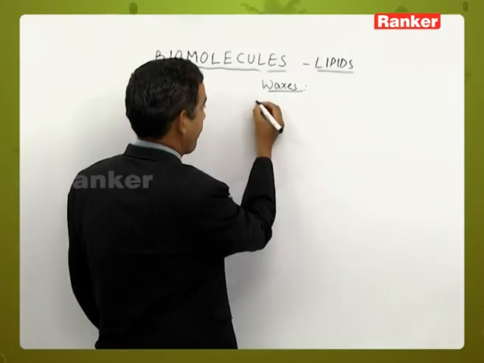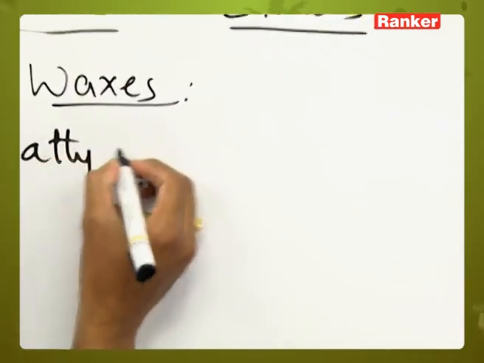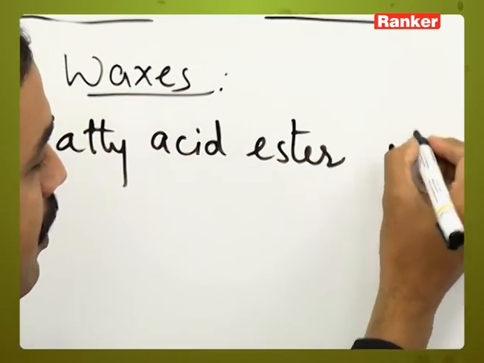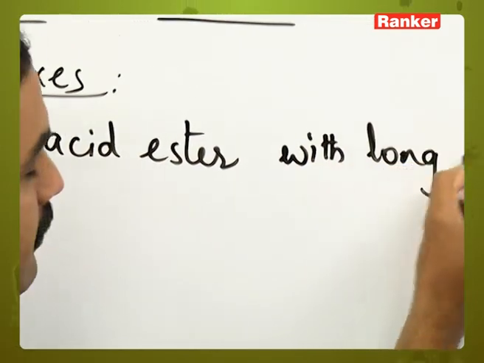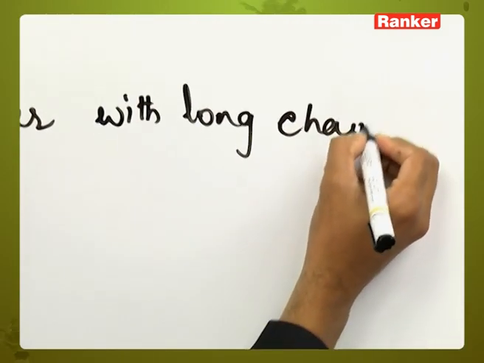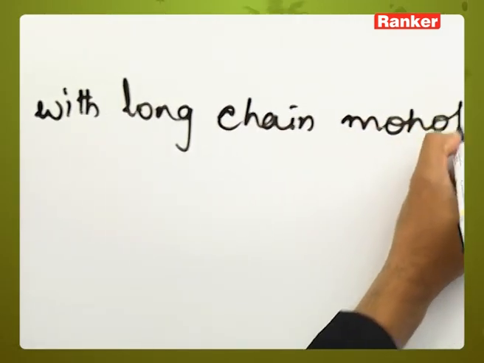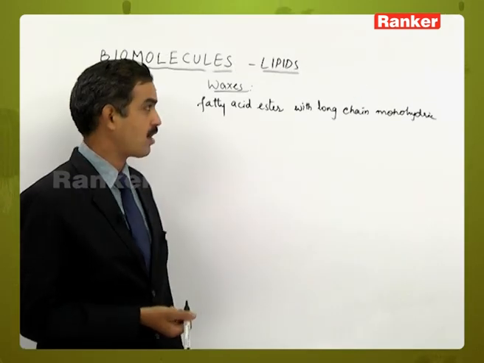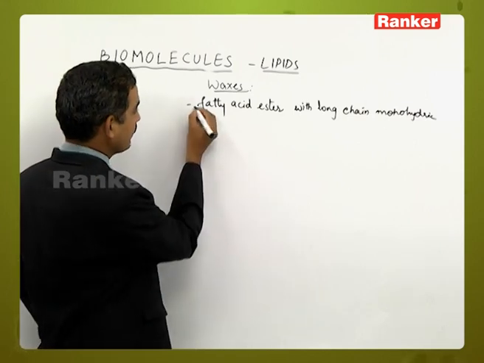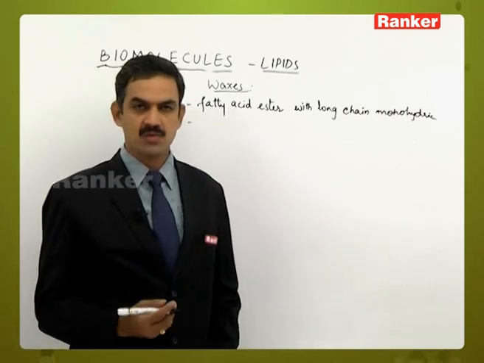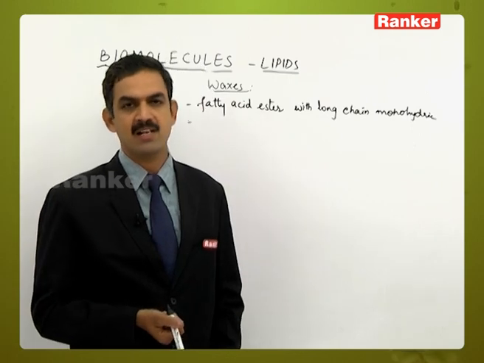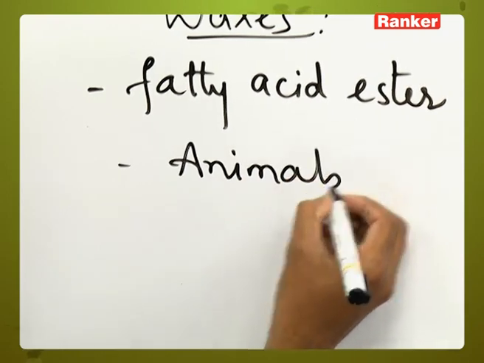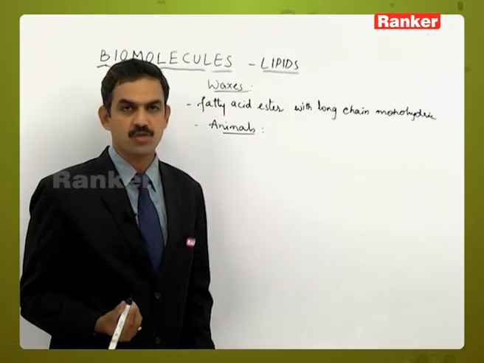So waxes are fatty acid esters with a long chain monohydric alcohols. This type of lipids or organic substances are called waxes. Generally, waxes are coating-like structures present on the outer surface of various plants and animals. In animals, various types of waxes are secreted, particularly by the cutaneous glands.